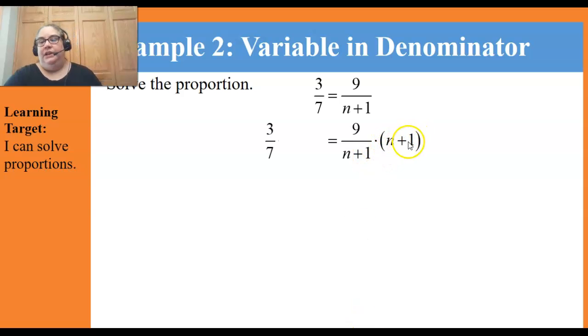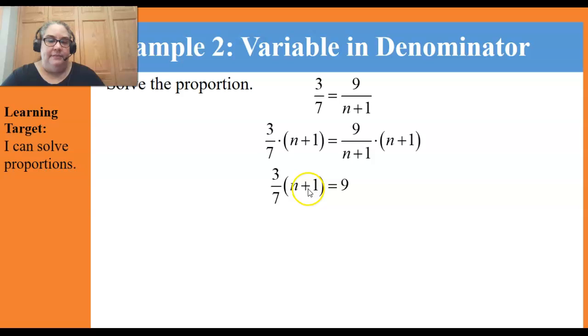That way, what you have multiplied by is going to cancel out, and we're going to be left with 9. If I multiply the right-hand side by n plus 1, I have to multiply the left-hand side by n plus 1. I'm putting that in parentheses just to indicate that I understand a denominator is a group, and another way to show a group is with parentheses. As I simplify this, on my left-hand side, I've got 3/7 times n plus 1 equals 9.